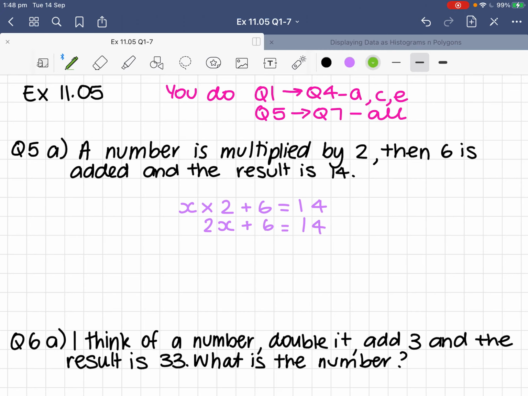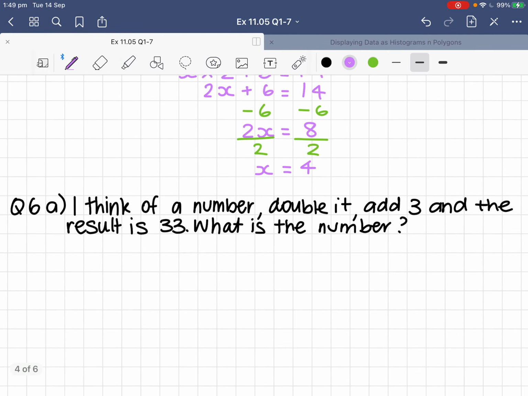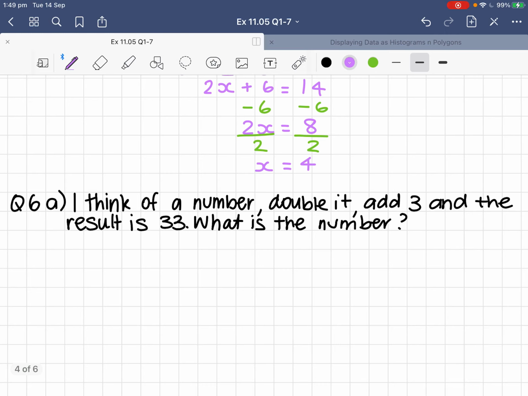Now we want to solve this equation. So our first step is to subtract our 6 from both sides, because we don't want that plus 6 there anymore. So we write 2x equals 14 minus 6, which is in fact 8. Then we don't want that 2 there, so we divide both sides by 2, because right now our 2 is attached to our x by times. So we're left with x equals 8 divided by 2, which is 4.